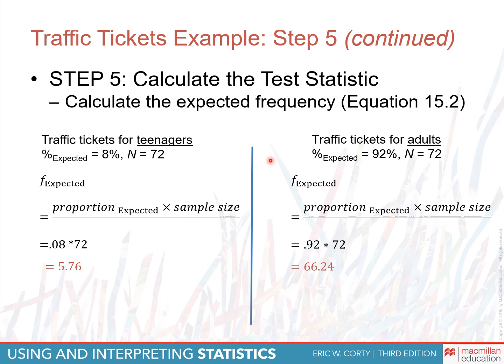Now let's look at adults. We know that 92% of drivers are adults, and so we would expect that 92% of tickets would go to adults. Again, there's a total of 72 tickets in our sample. So if we take that sample size of 72 and multiply it by the proportion expected, which here would be 0.92, we get 0.92 times 72, and that would be 66.24. So if the null hypothesis were true, we would expect that 66.24 of the tickets received would go to adults.